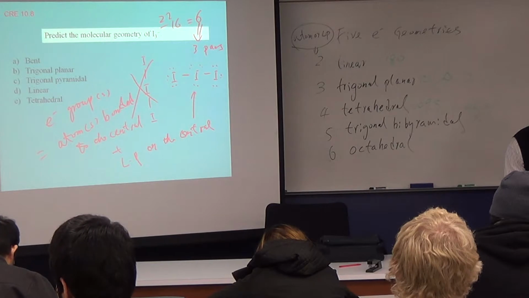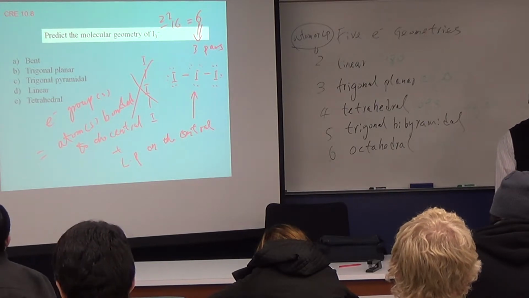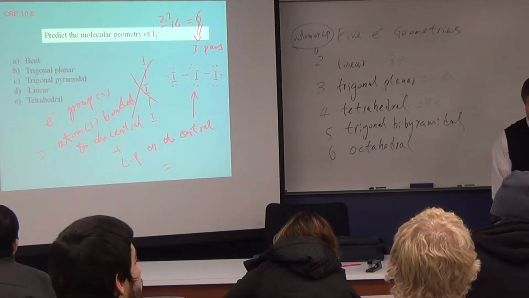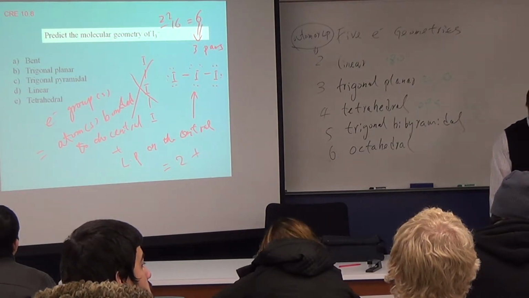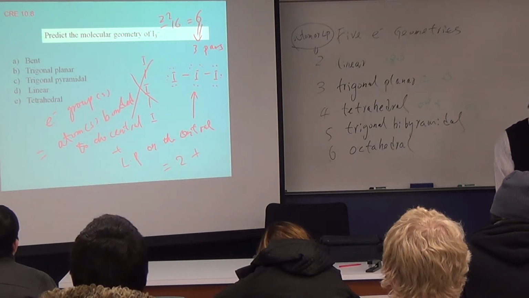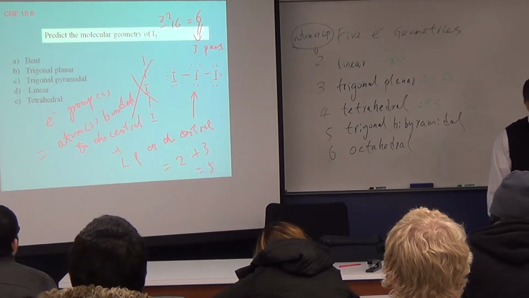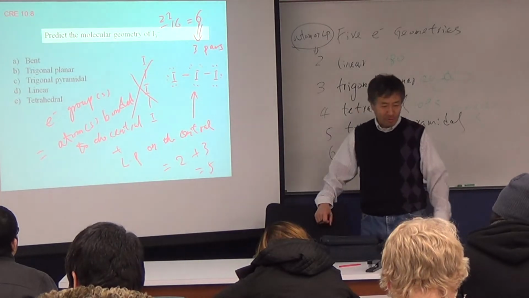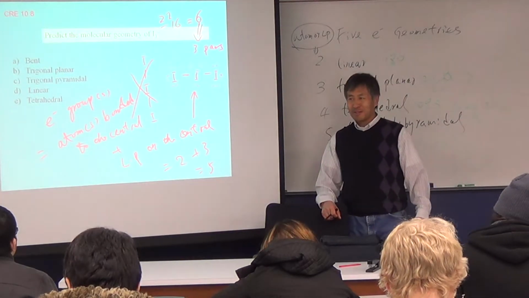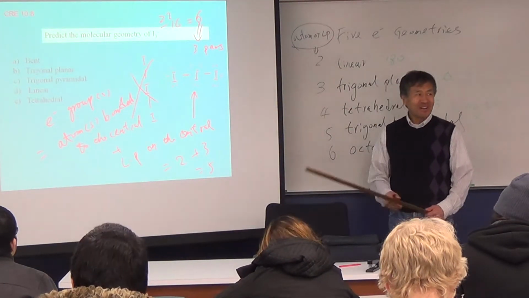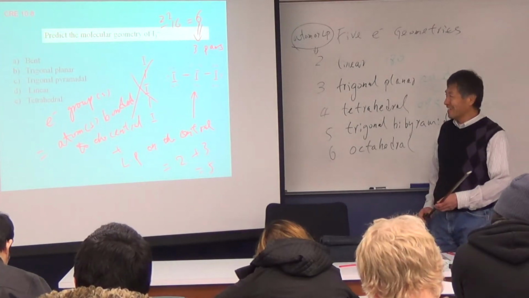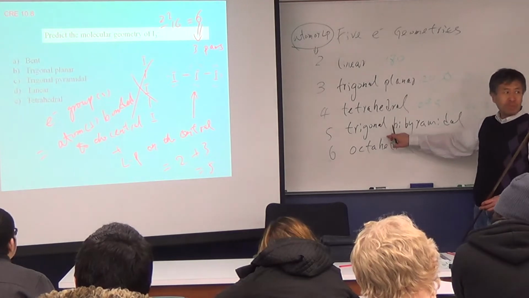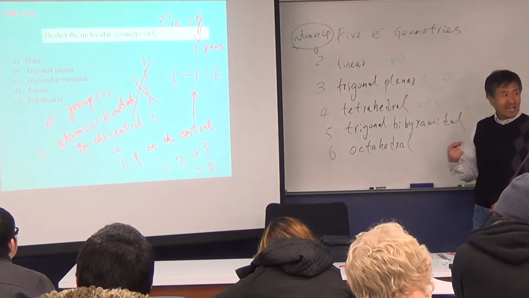So this is our center. How many atoms on the center bonding to the center? 2. Okay. How many lone pairs on the center atom? 3. Right? So very, very simple. There are 5. 5 means you have trigonal bipyramidal for the electron geometry.